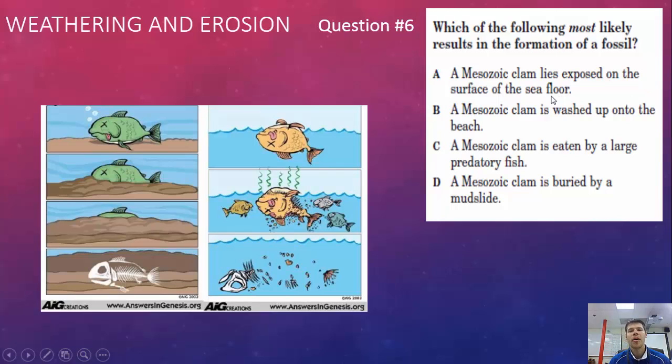So the best answer here: a Mesozoic clam lies exposed on the surface of the seafloor. It's probably not going to make a fossil. All right. A Mesozoic clam is washed up onto the beach. Also, probably not going to make a fossil. A clam is eaten by a large predatory fish. Also not going to make a good fossil. But what if a Mesozoic clam is buried by a mudslide, and as it's trapped in that mud lithifies and turns to rock, and then you have a fossil? So the answer is D.